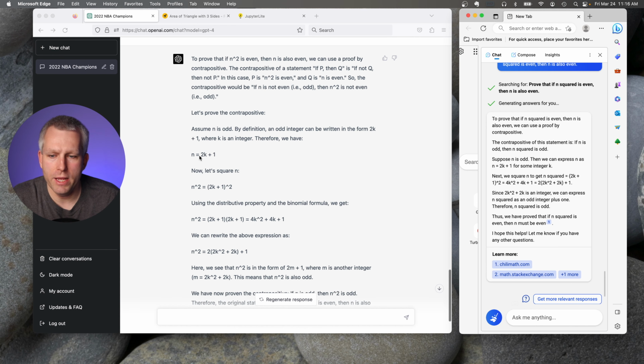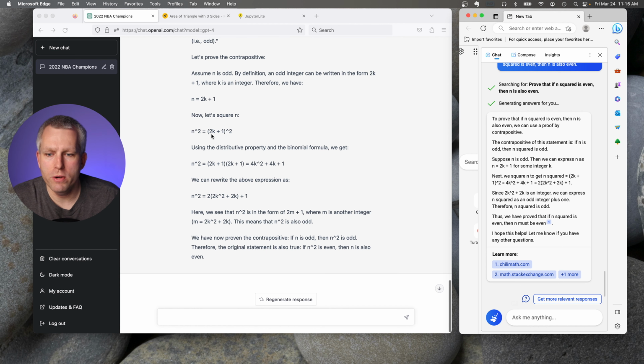So they said n to be 2k plus 1, so an odd number. Then you do n squared, which is 2k plus 1 squared. Then you expand this, and you get 4k squared plus 4k plus 1. That's also an odd number. And then it summarizes the proof.